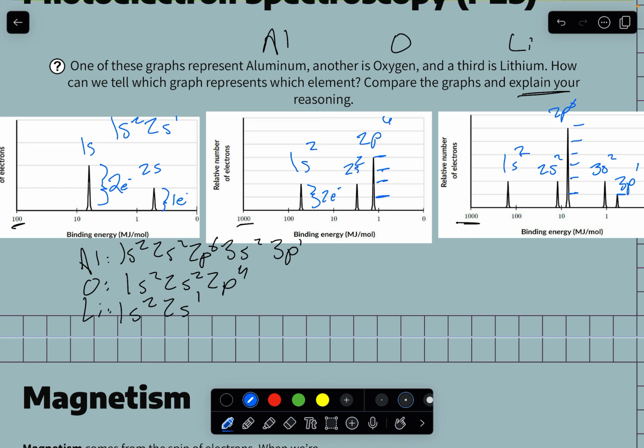Okay, so we can match these based on electron configuration. So our rightmost graph is aluminum, the center one is oxygen, the first one's lithium. Okay, and we're doing this just based on the electron configuration and reading the peaks on the graphs.